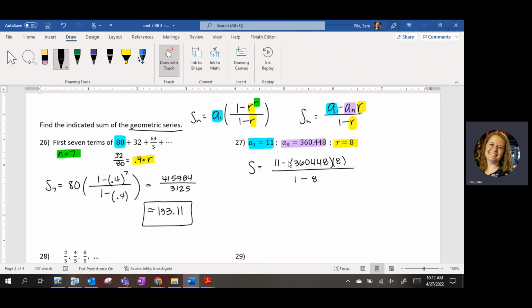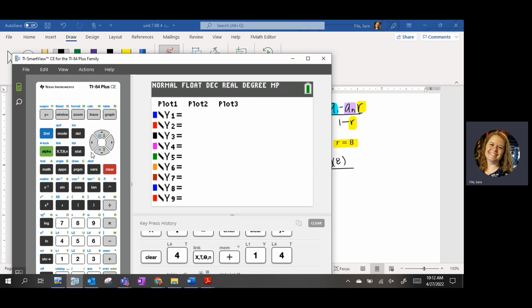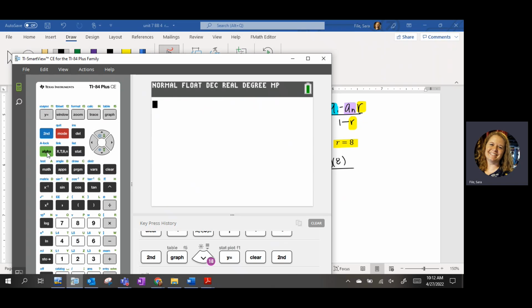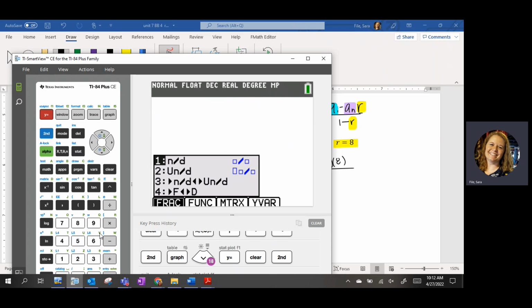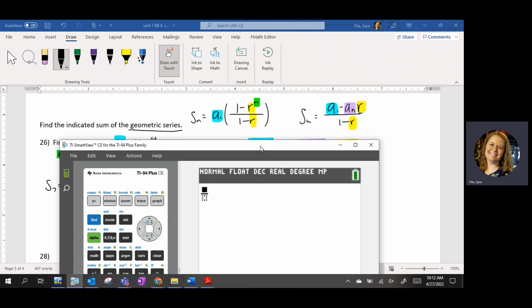All right. So this is what we're plugging in here to find this one. I'll show you all in the calculator. Quick reminder, when you want to get a fraction, you can do the alpha y equals to get it to come out to show the numerator and denominator.